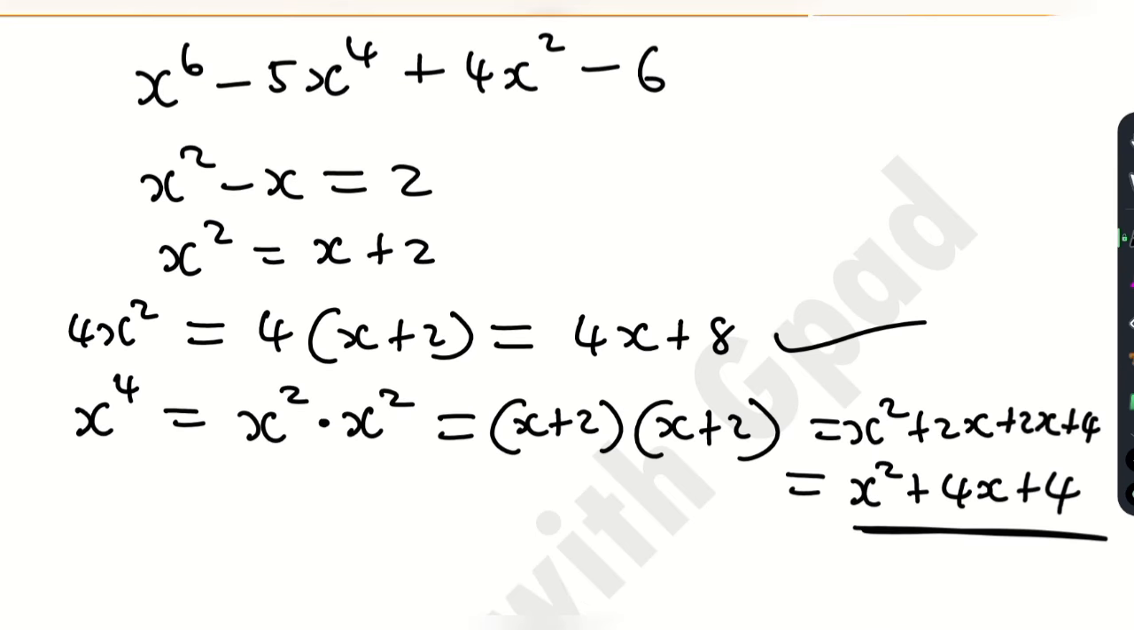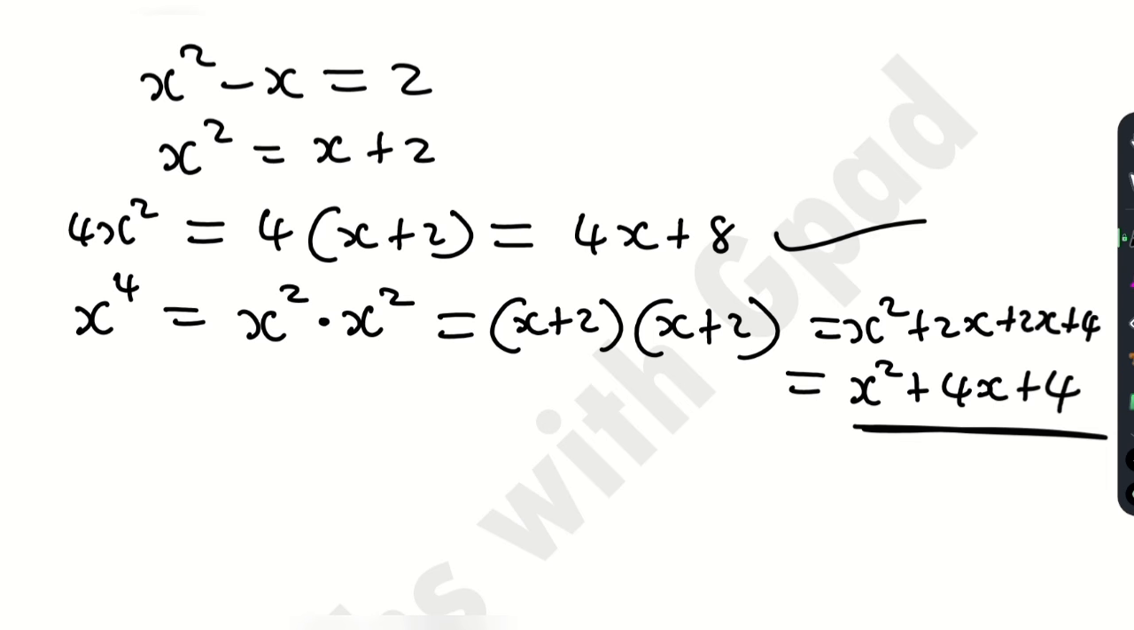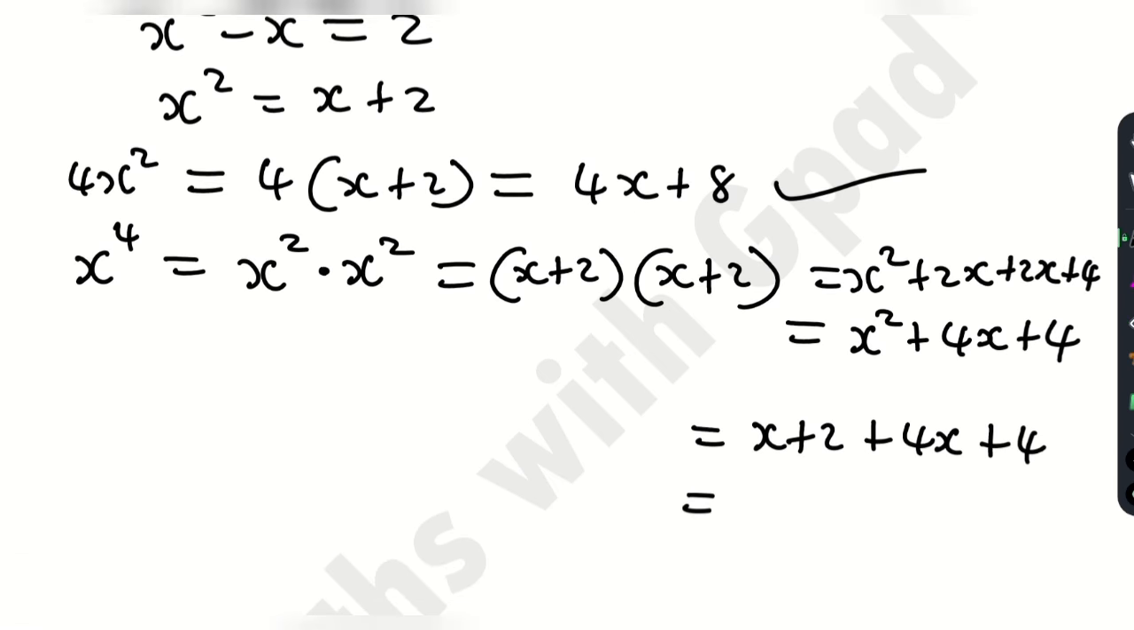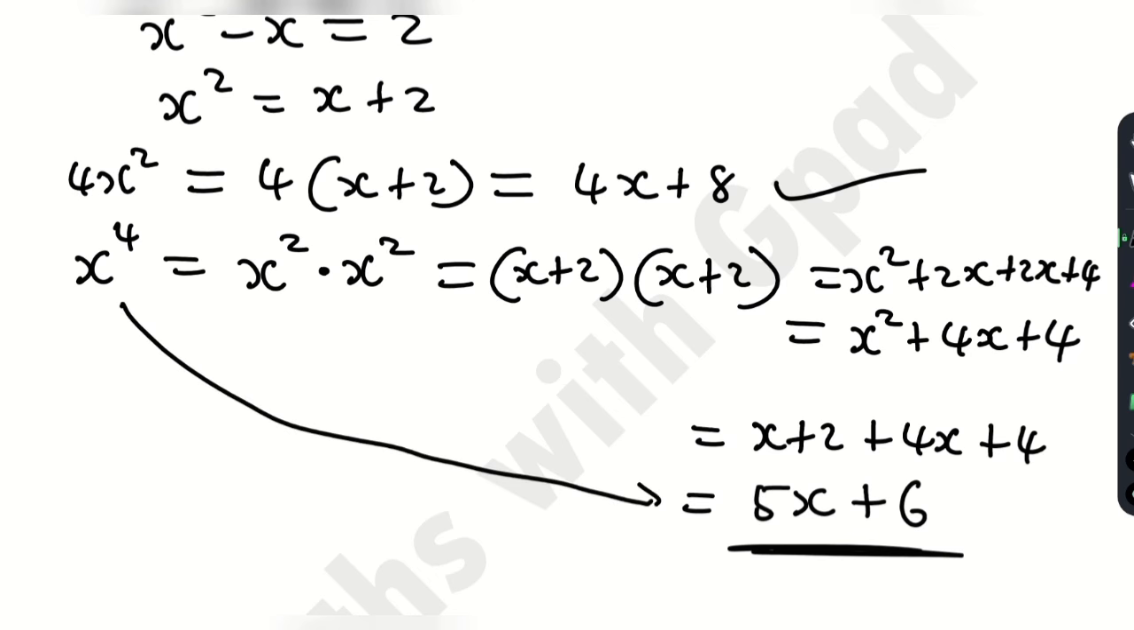But we still have x squared here. You see that? And what is x squared? x plus 2. So I have to put it back there. If you simplify this further, this is equal to x squared, sorry, x plus 2, then plus 4x and then plus 4. Let me remove this from here, but I'm not done with that. So if you simplify this, x plus 4x is 5x. And then 2 plus 4 is 6. So this is what we are going to have for x raised to the power of 4.